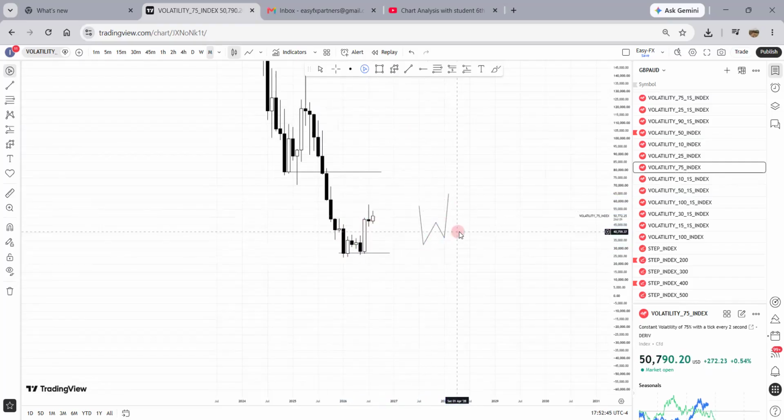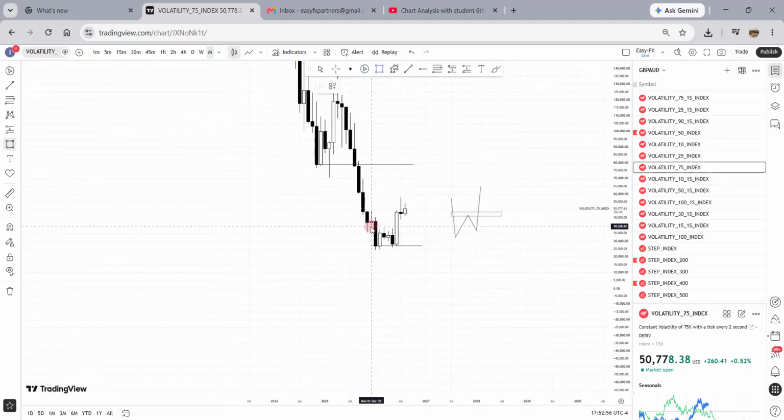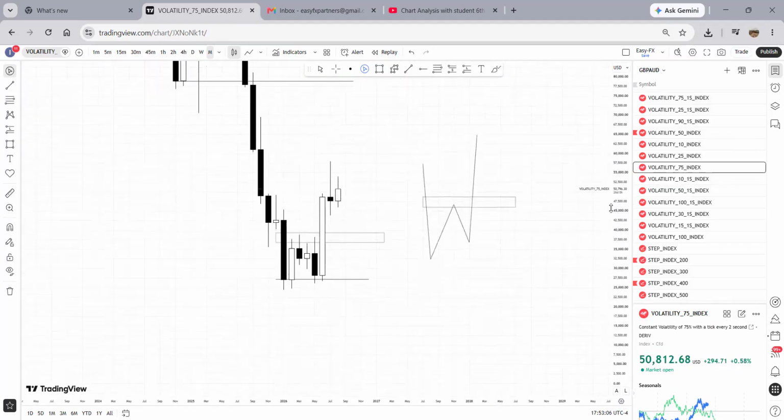Okay, like a W. Let me push it aside. So we can see that the neckline has been broken. This is the neckline. And we can see here that it has been broken strongly with that bullish candle. We had that strong breakout.